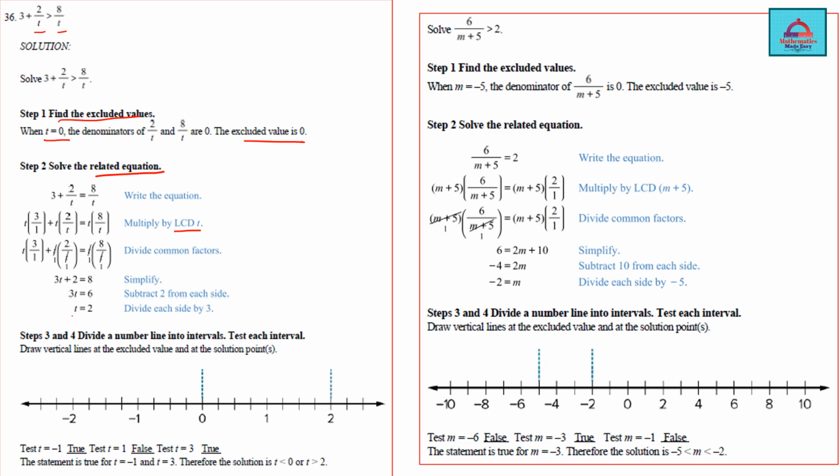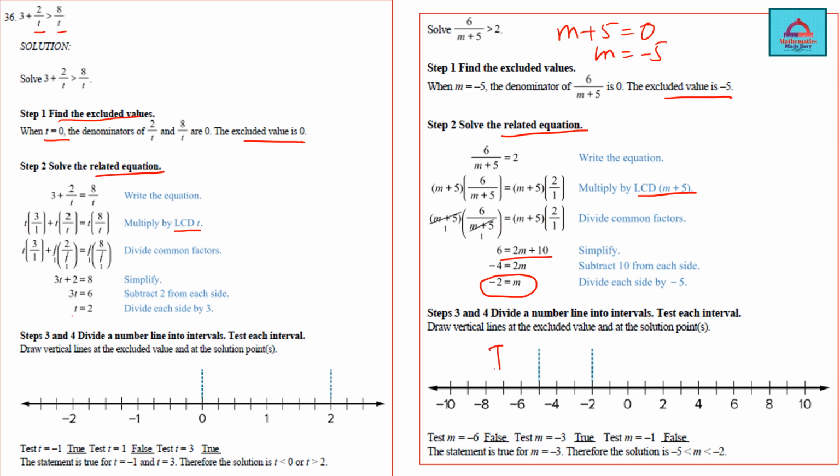than 2. This is a very easy question as you just have one rational expression. So the value of the denominator becomes 0 at the value m equal to minus 5. So that's your excluded value. Convert it into a related equation. Take the LCM, which is going to be the same denominator, that is m plus 5, multiply on both sides, cancel the common factor, simplify, and get your value of m as minus 2. In the next step, you divide the number line into intervals, taking the excluded value minus 5 and the value that you got, minus 2.